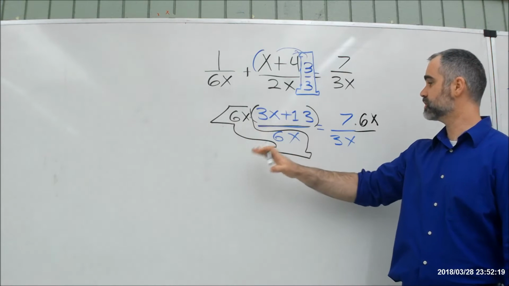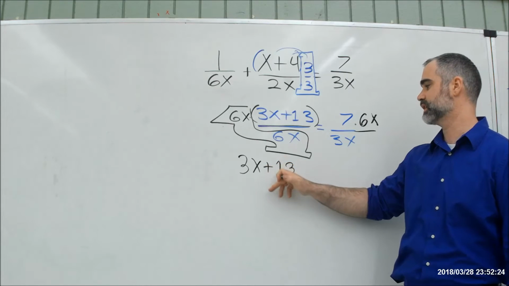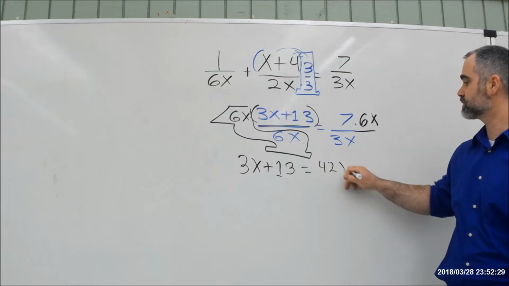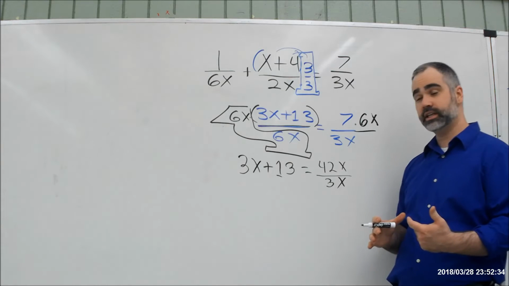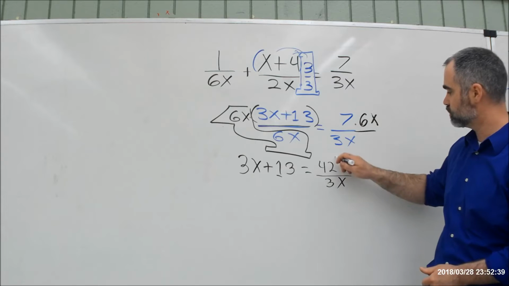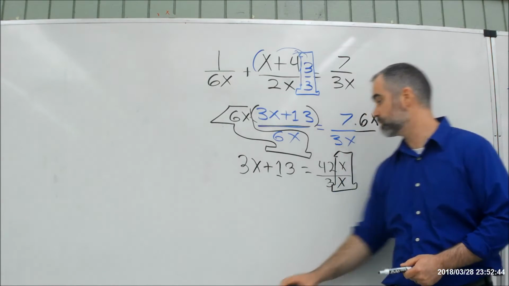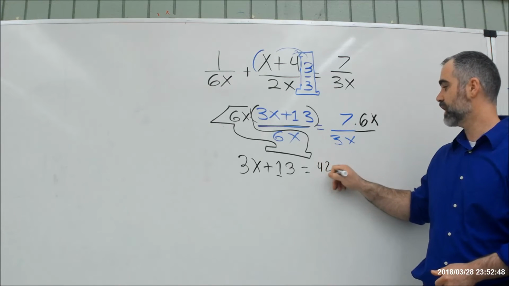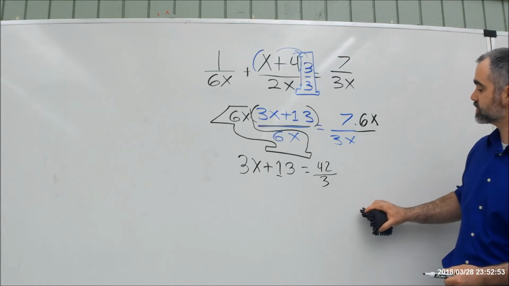So these cancel, which then leaves me with 3x plus 13 and no fraction. That's nice. And that's going to equal 7 times 6 equals 42x over 3x. Now I hope you guys can see here that we have another big one. X over x will cancel out. That makes another big one here. So those cancel as well, leaving you with 42 over 3. 42 divided by 3 is 14. So you can rewrite that as 14.